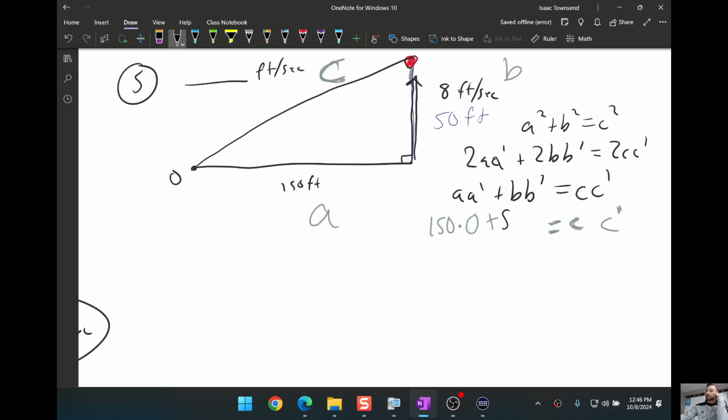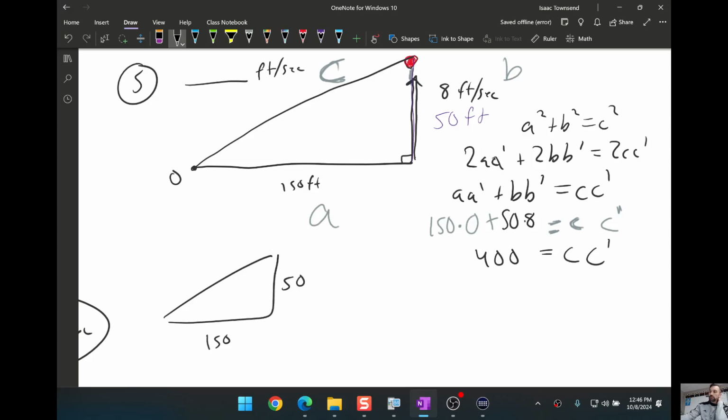Okay, and then B times B prime. So you get 400 is equal to C times C prime. So the last real hurdle is trying to figure out what C is. But I know this is 150. I know this is 50, so I can do Pythagorean theorem for the third side. It's 25,000. That's not 25,000. It's the square root of 25,000.